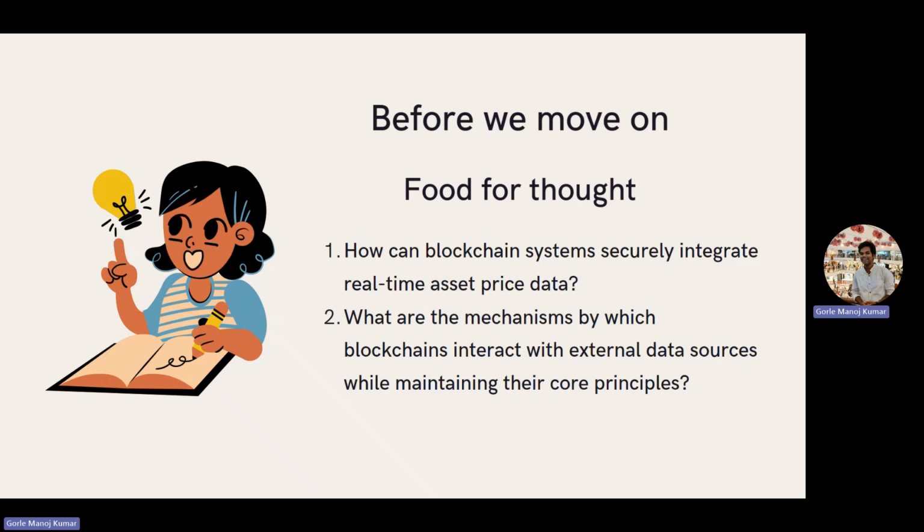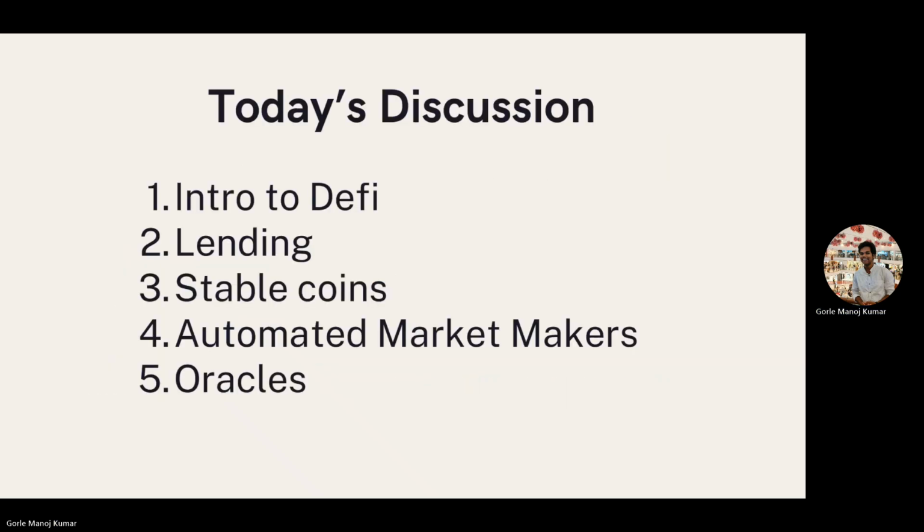In simple terms, both of the questions combined: how do we communicate with blockchains? How do we transfer real world data to them? That is the question. Try figuring it out before we reach this section later. And today's discussion includes introduction to DeFi, lending, stablecoins, automated market makers, and oracles.